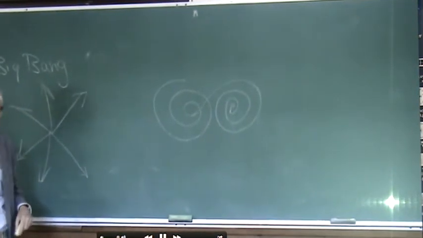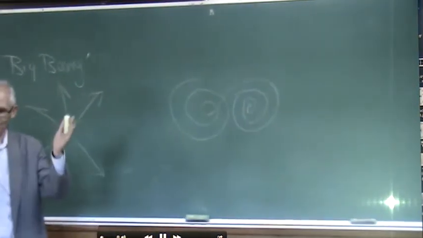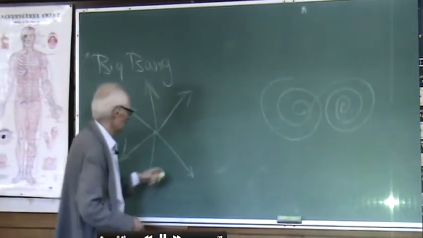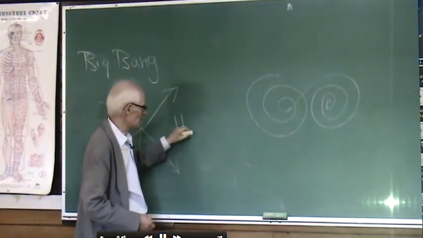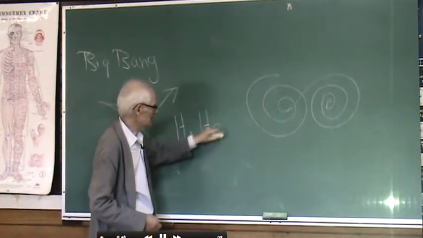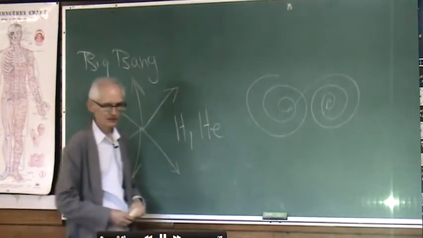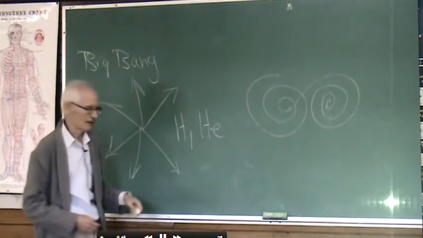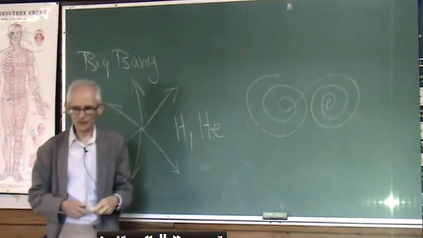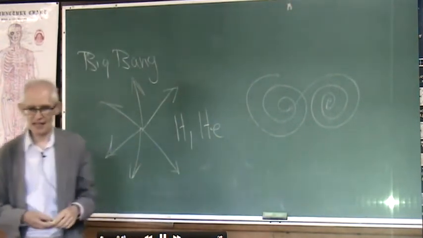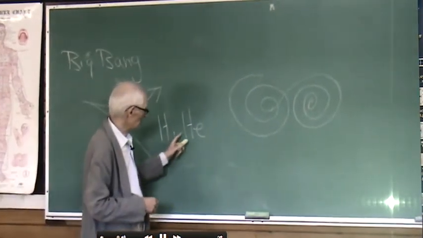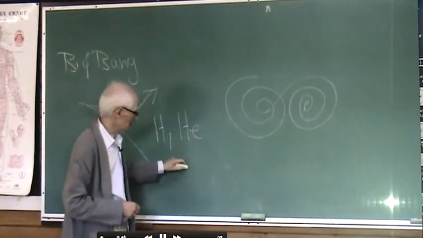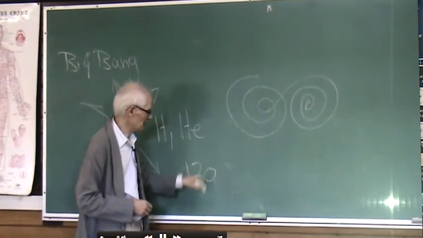And at that moment of explosion, the elements, beginning with hydrogen and then helium, were created. Actually, they have become more sophisticated over the last half century, and so there are approximately 120 elements.